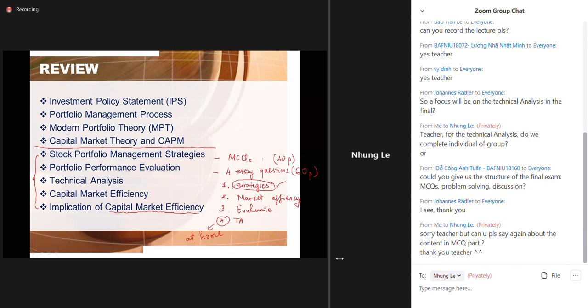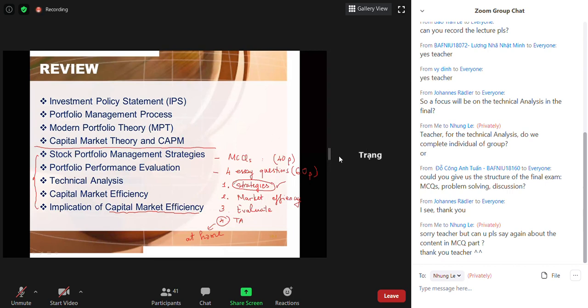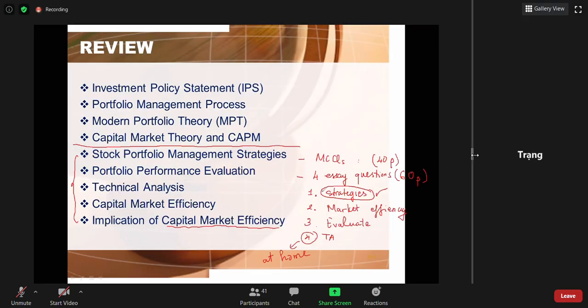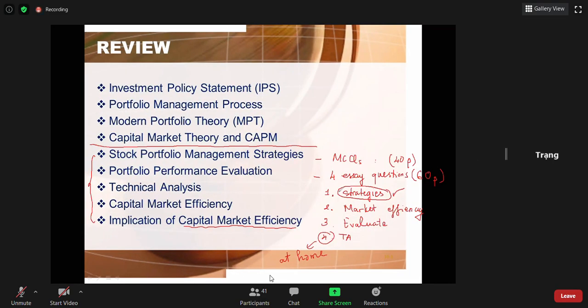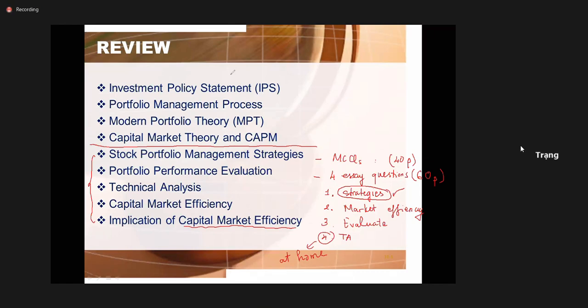The reasonable explanation. Sorry, teacher, I have a question related to the technical analysis. So, what is the requirement for marking in the final exam in this part, and how to conduct a technical analysis assessment as a part of the final exam? Yeah, can you explain more about this part for me, please?